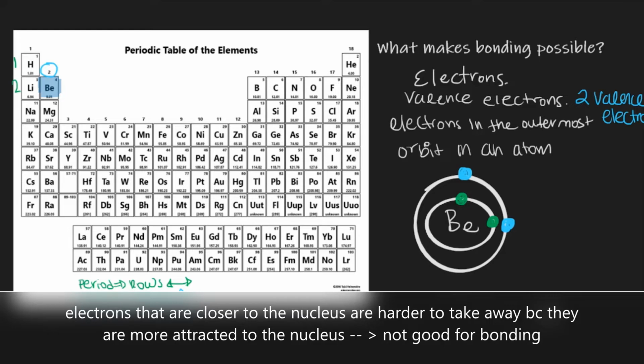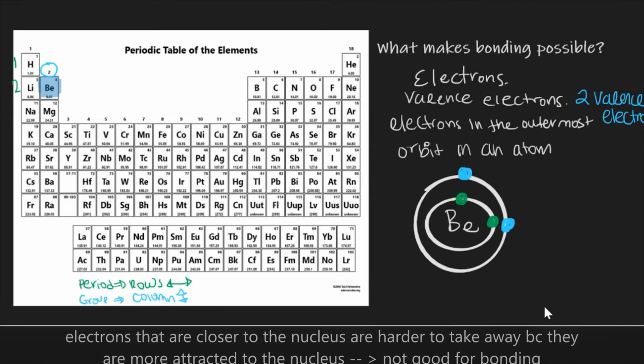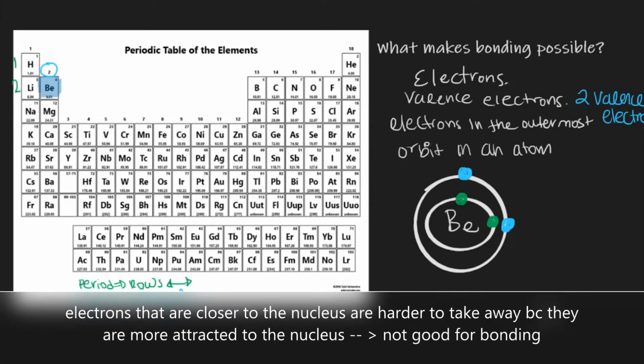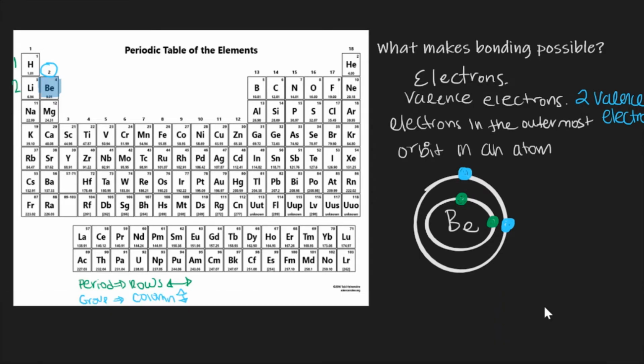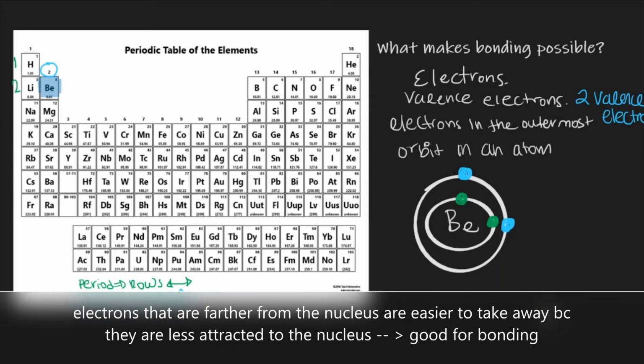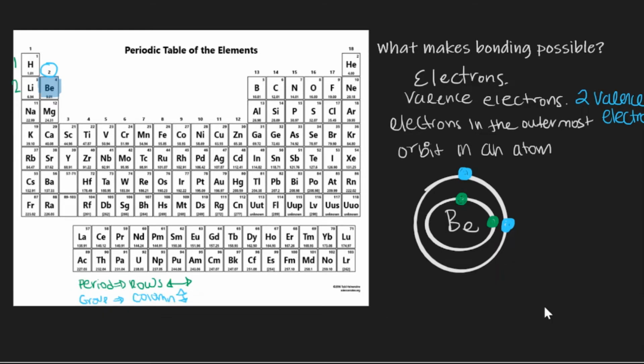So the electrons that are farthest away from the nucleus have less pull toward the nucleus, so it's very easy for them to leave and bond with other atoms or share themselves with other atoms. So that's what beryllium looks like, right? But again, we only need valence electrons. So what we want to do is take beryllium and draw only the valence electrons. So this is what it looks like.